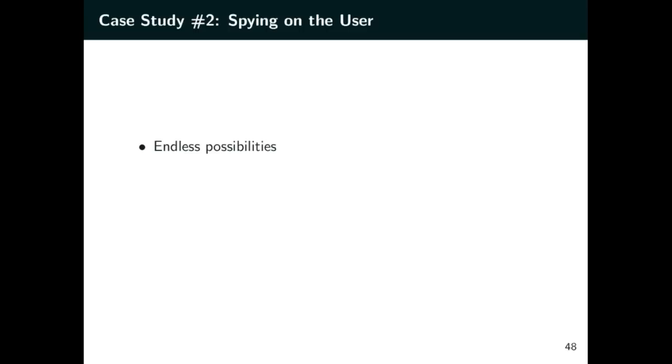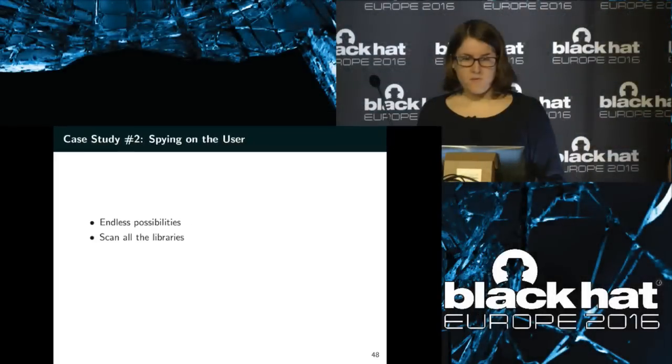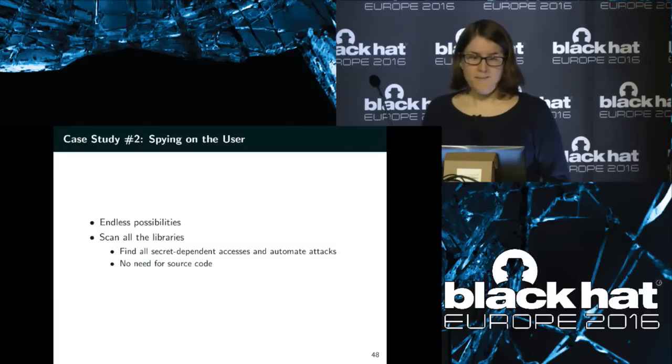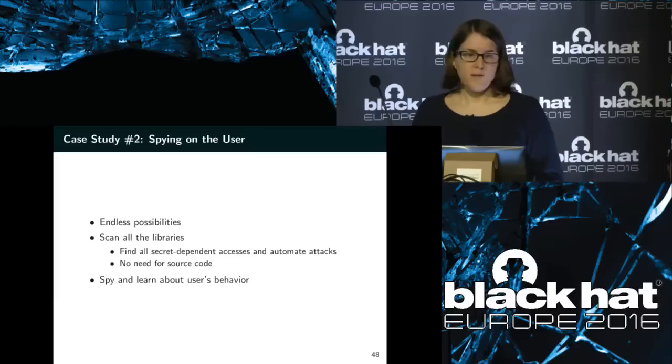So this was an example on the keyboard, but there are really endless possibilities. Just scan all the libraries, and as long as you have some secret-dependent accesses, then you will be able to automate these attacks. The really neat thing is that you do not need any source code for that. Just use the cache template attacks. So you can spy and learn about the user's behavior. Other kinds of attacks that we can foresee are, for example, detecting if the user turned on the GPS or the camera.